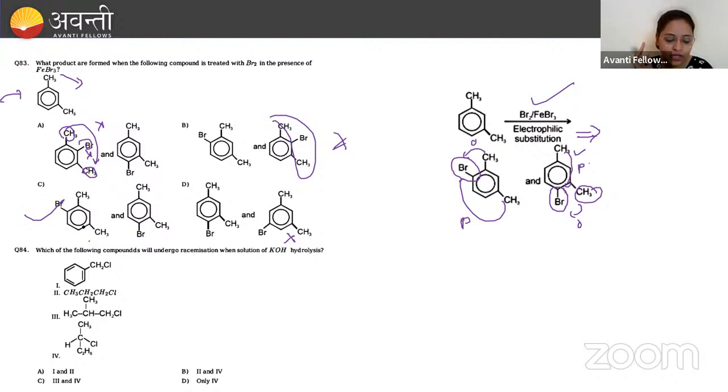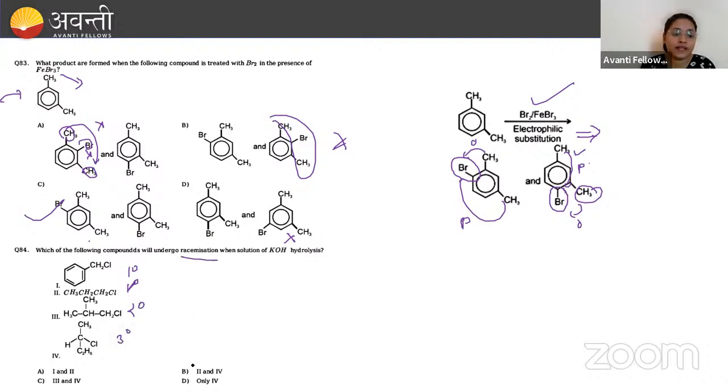Which of the following compounds will undergo racemization when a solution of KOH hydrolyzes? Here 1, 2, 3, 4 options are given. Out of these 4 options, which undergoes racemization when KOH hydrolysis takes place? So the first option is phenyl benzyl chloride. Next is primary chloride. Next is isochloride. Next is tertiary chloride. So here this is primary. This is again primary. This is secondary and this is tertiary.